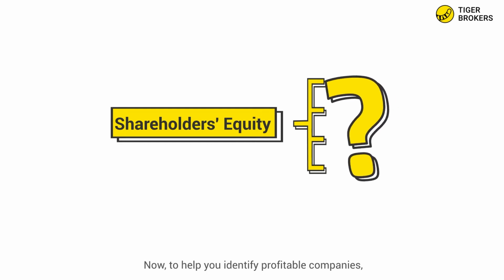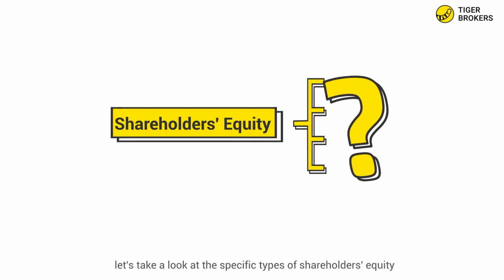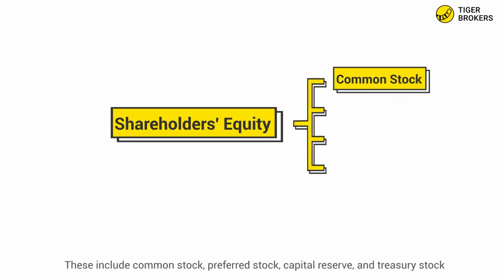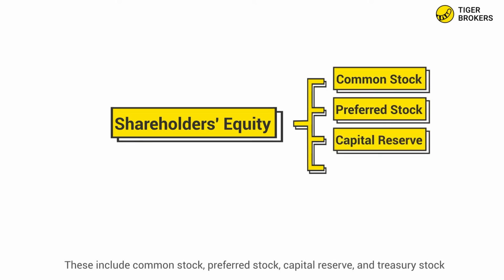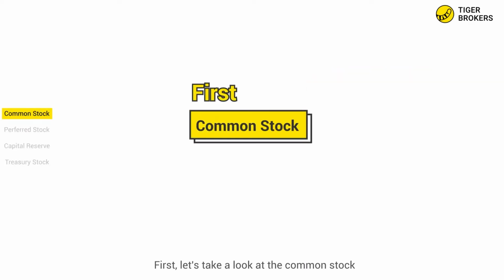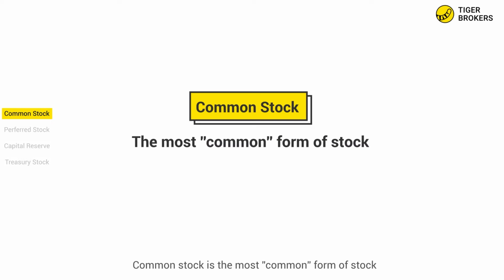Now, to help you identify profitable companies, let's take a look at the specific types of shareholders' equity. These include common stock, preferred stock, capital reserve, and treasury stock. First, let's take a look at the common stock. Common stock is the most common form of stocks.